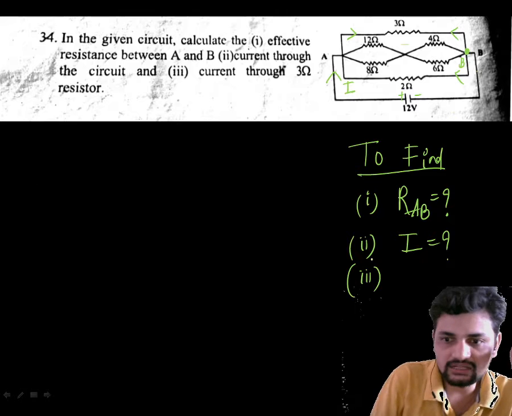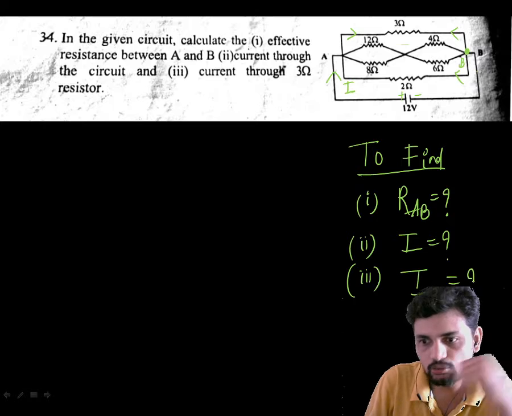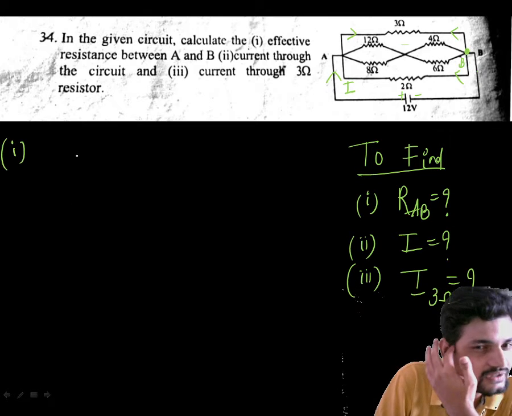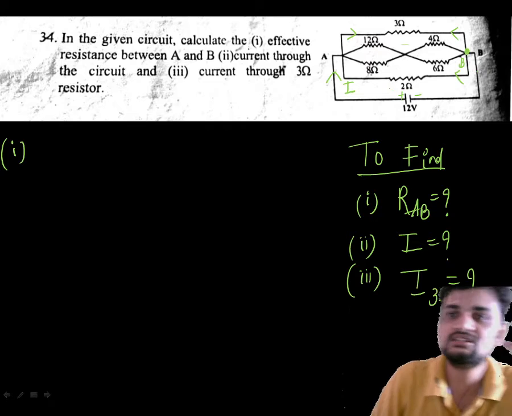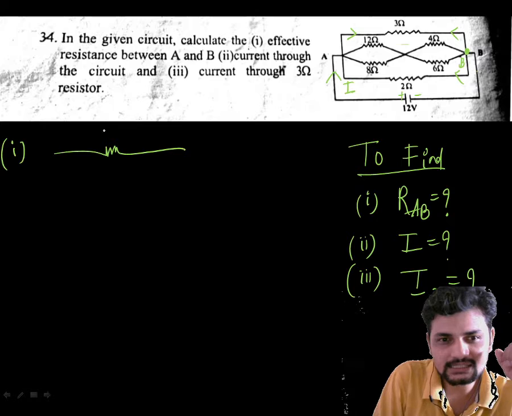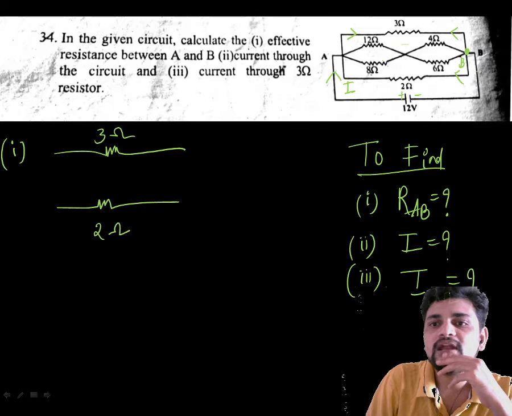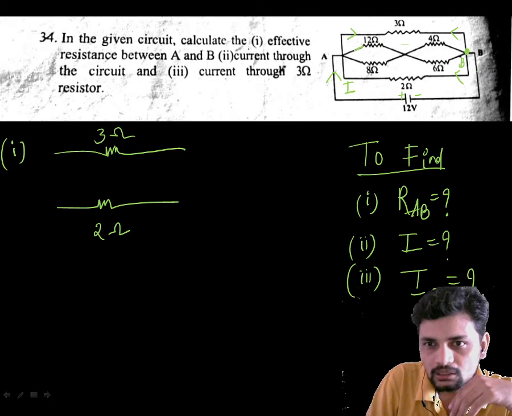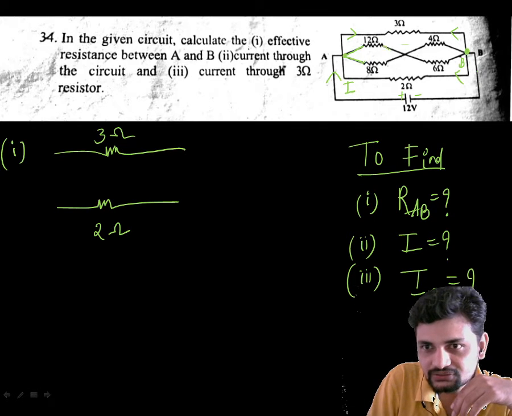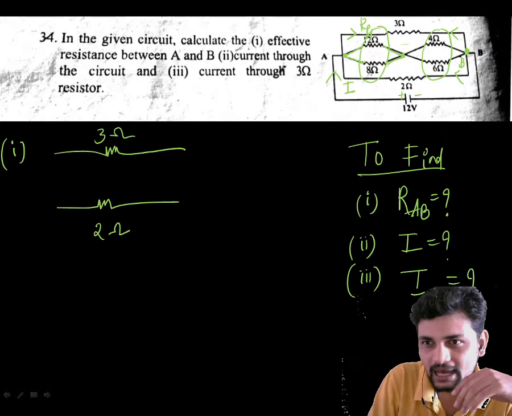Let us start with the first sub question. Before that, let me write the third one, which is the current through the 3 ohm resistor. Now let us start with the first one, the effective resistance between A and B. The upper branch and lower branch I will keep as they are. I am drawing the equivalent circuit. The 12 ohm and 8 ohm terminals are connected to a common point, which clearly indicates that 12 ohm and 8 ohm are in parallel. Similarly, 4 ohm and 6 ohm are in parallel.